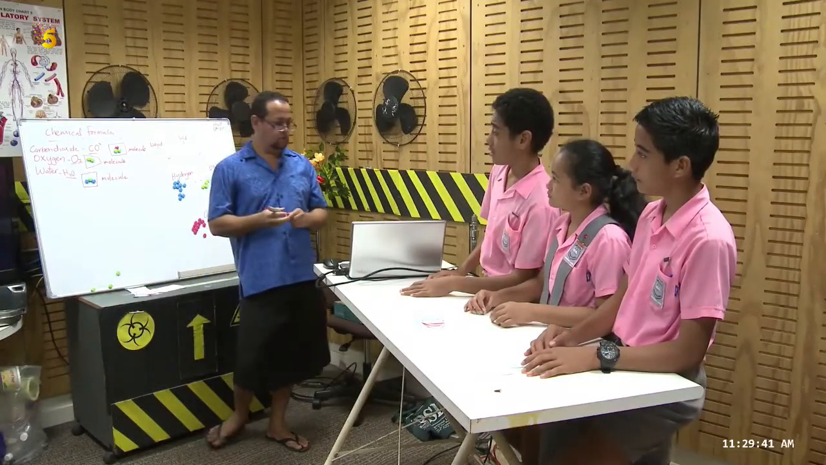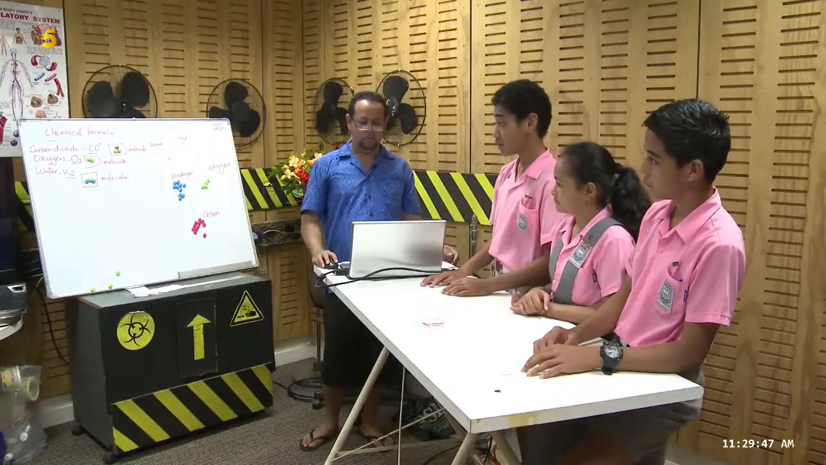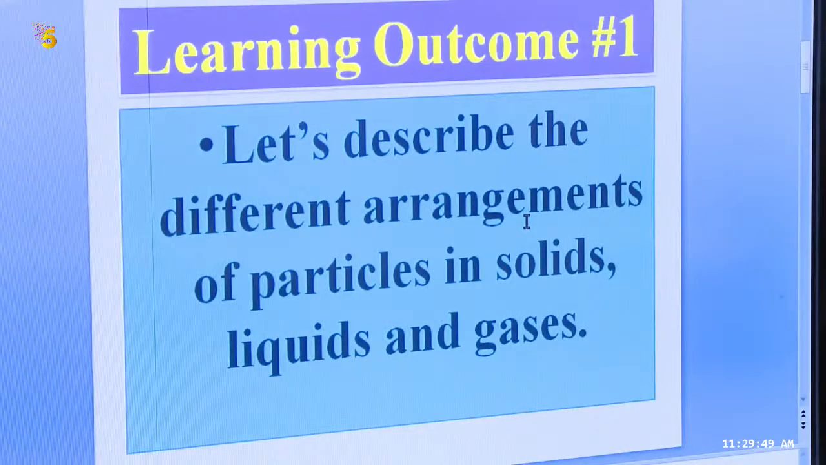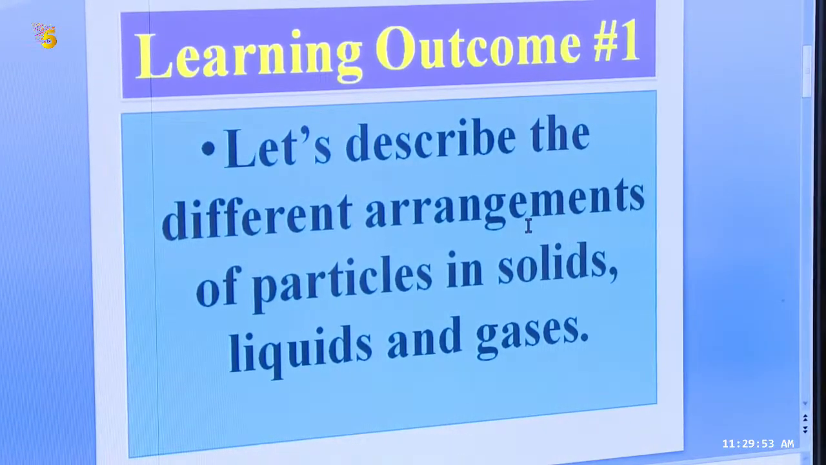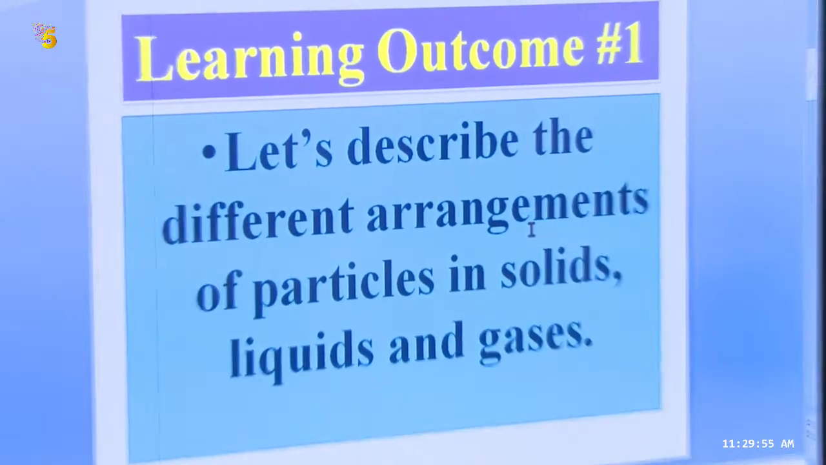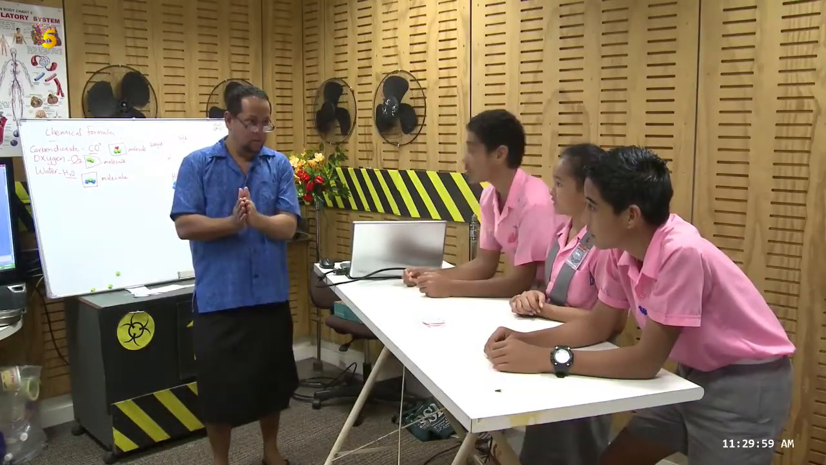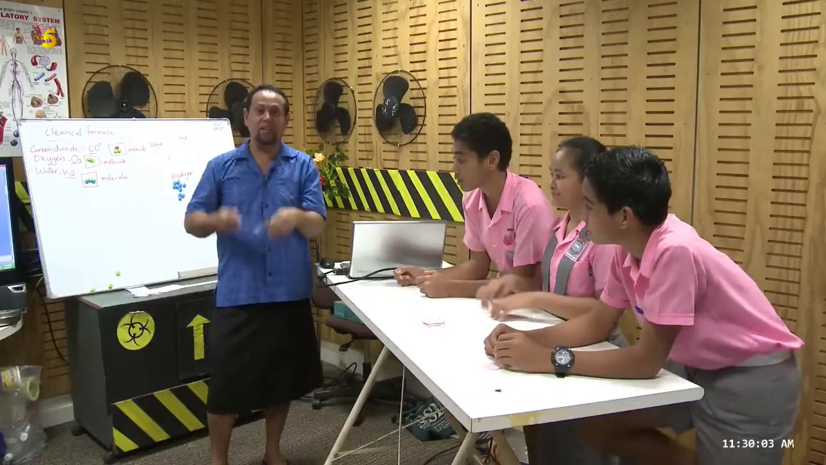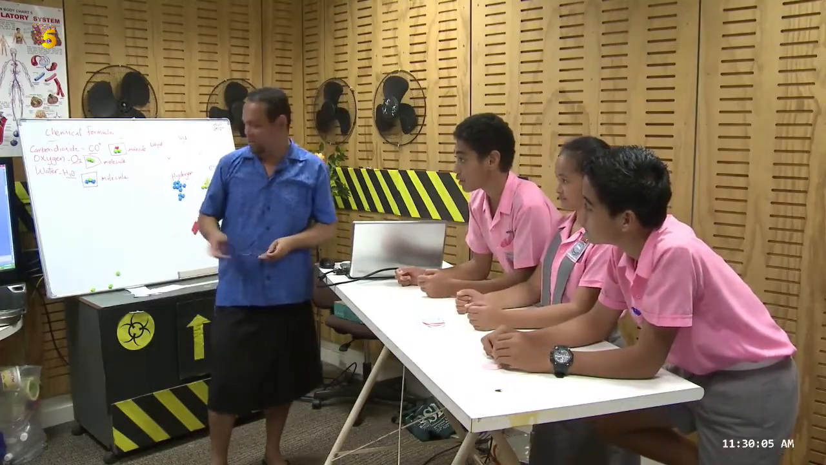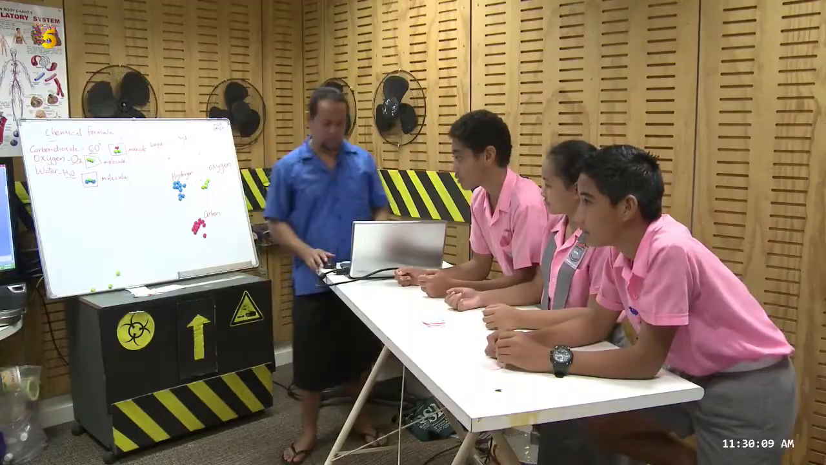Okay. So, are we able to cover all our 3 learning outcomes? Yes. That's learning outcome one: describe the different arrangements of particles in solid, liquid, and gases. Were we able to describe? Yes, of course, through our demonstration. That's where we're able to describe the different arrangements.